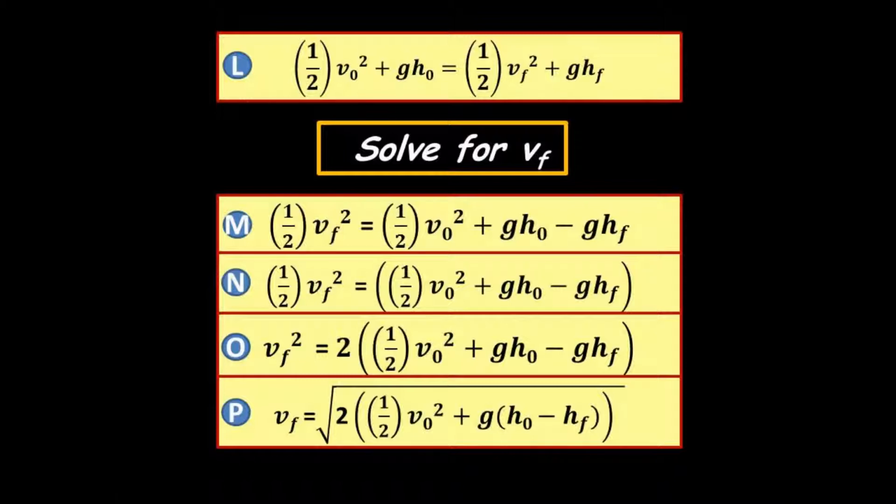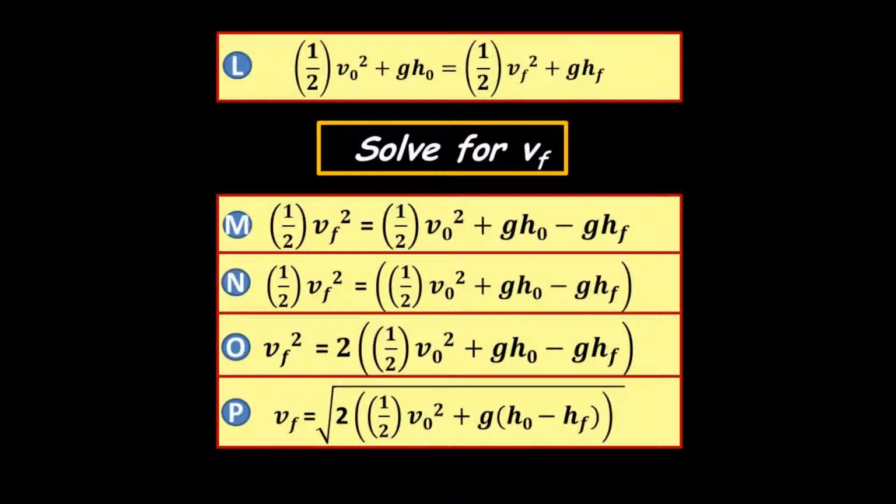I'm trying to calculate V final in equation L, which is the same as equation K on the former slide. Now, the term 1/2 VF squared is the term I wish to isolate. So if I subtract G HF from both sides and then simply flip the equation, I get 1/2 VF squared equals 1/2 V naught squared plus G H naught minus G HF.